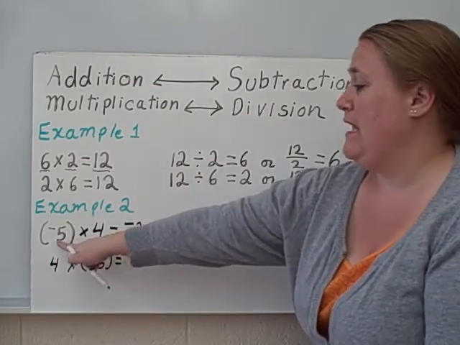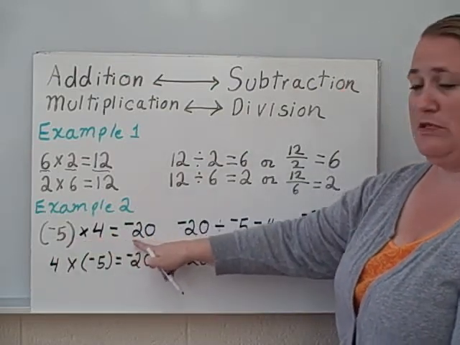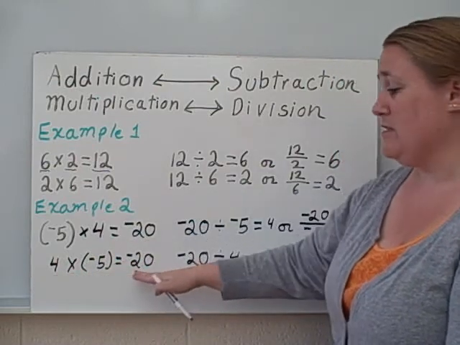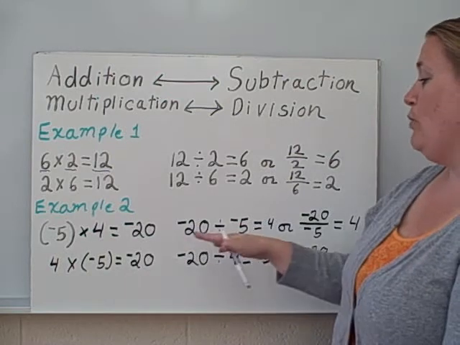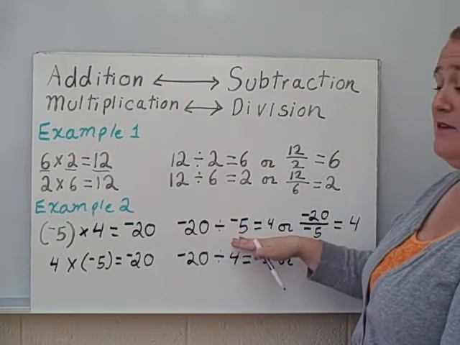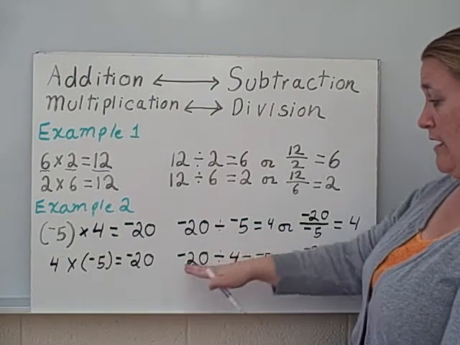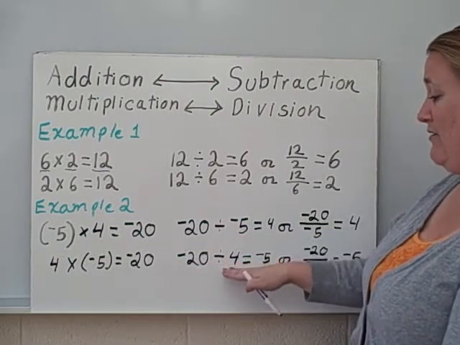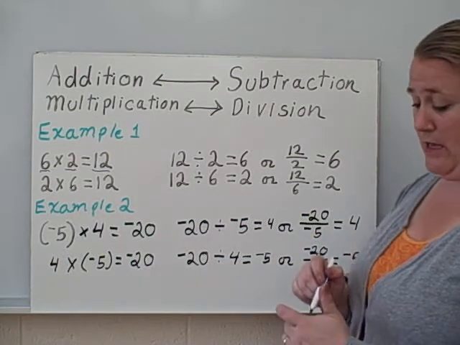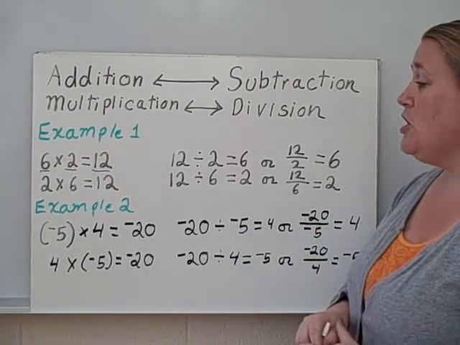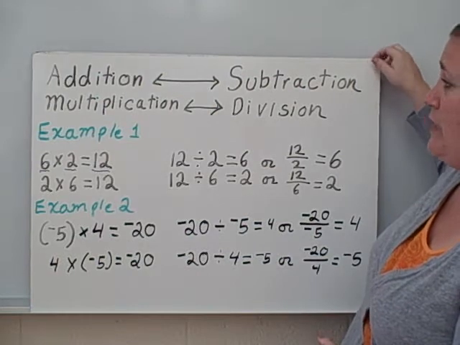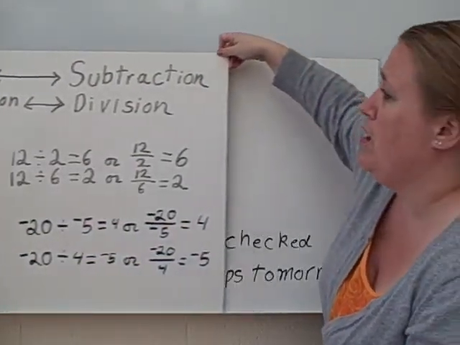Example 2, negative 5 times 4 equals negative 20, and 4 times negative 5 is also negative 20. We can then change that into a division and say that negative 20 divided by negative 5 is 4, and negative 20 divided by 4 equals negative 5. Remember, division can be written in fraction form also. So don't forget your fact families. These are important, and you're going to now practice one.